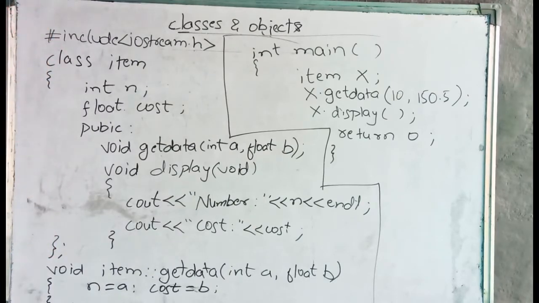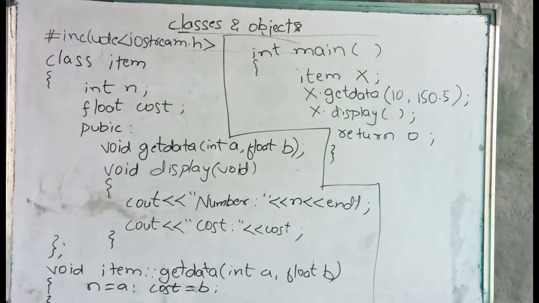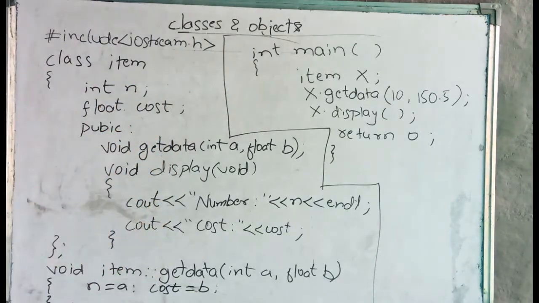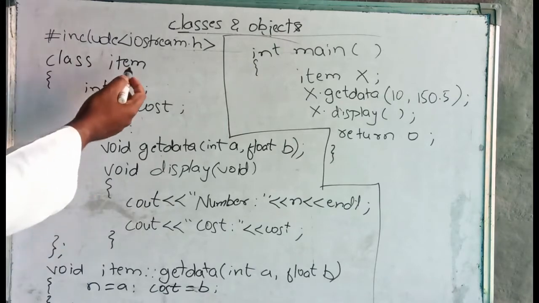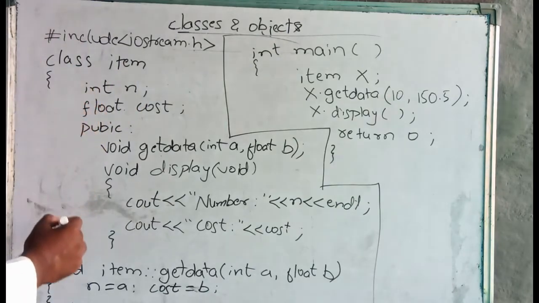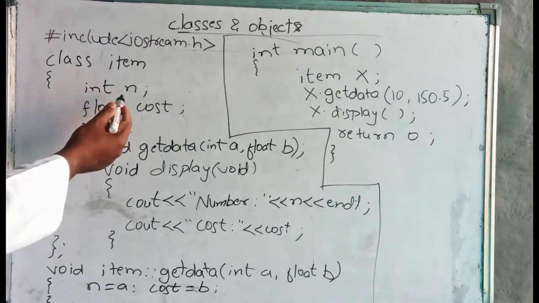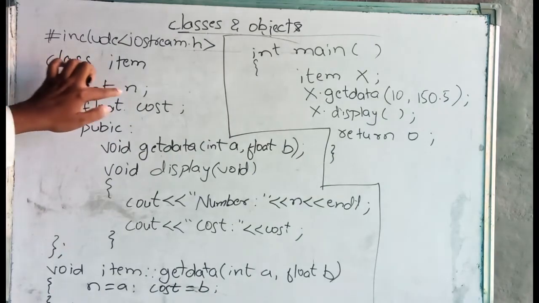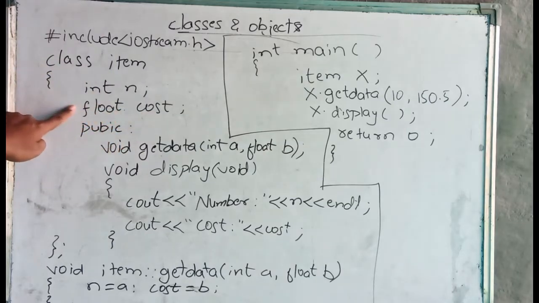See, in this program, first we include iostream.h. It is the header file we must include to use cout, the stream operators. Next, I am declaring and defining a class with the name item. These are the members of the class. In that, two data members are there. One is int, another is float. Int n is of int data type, and cost is of type float.